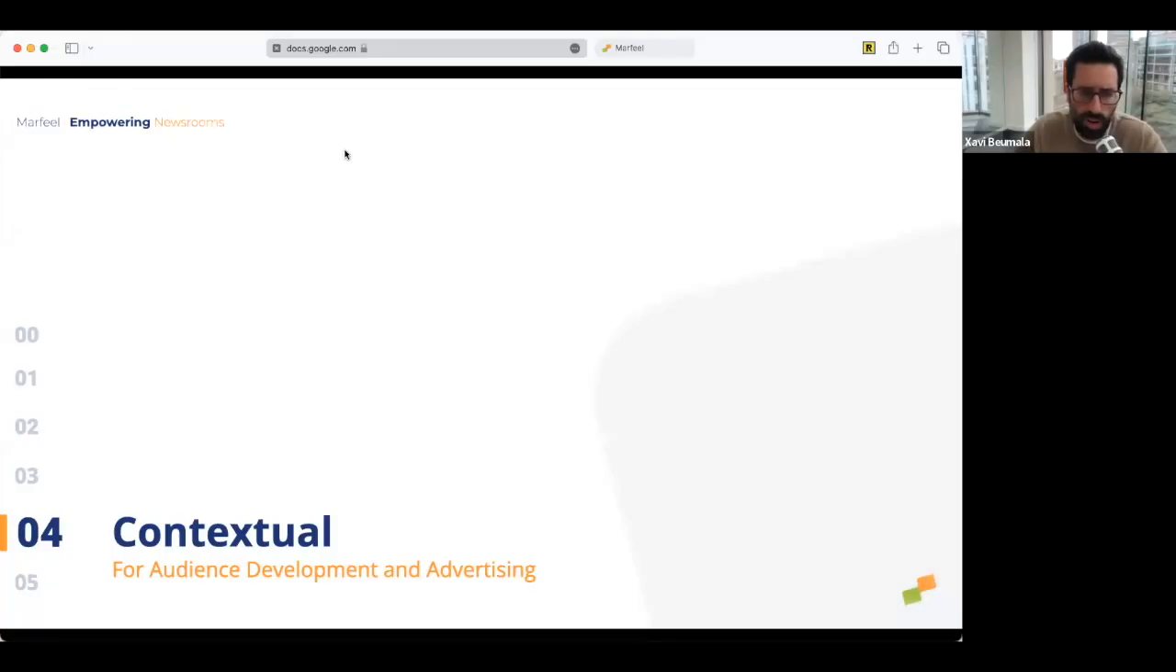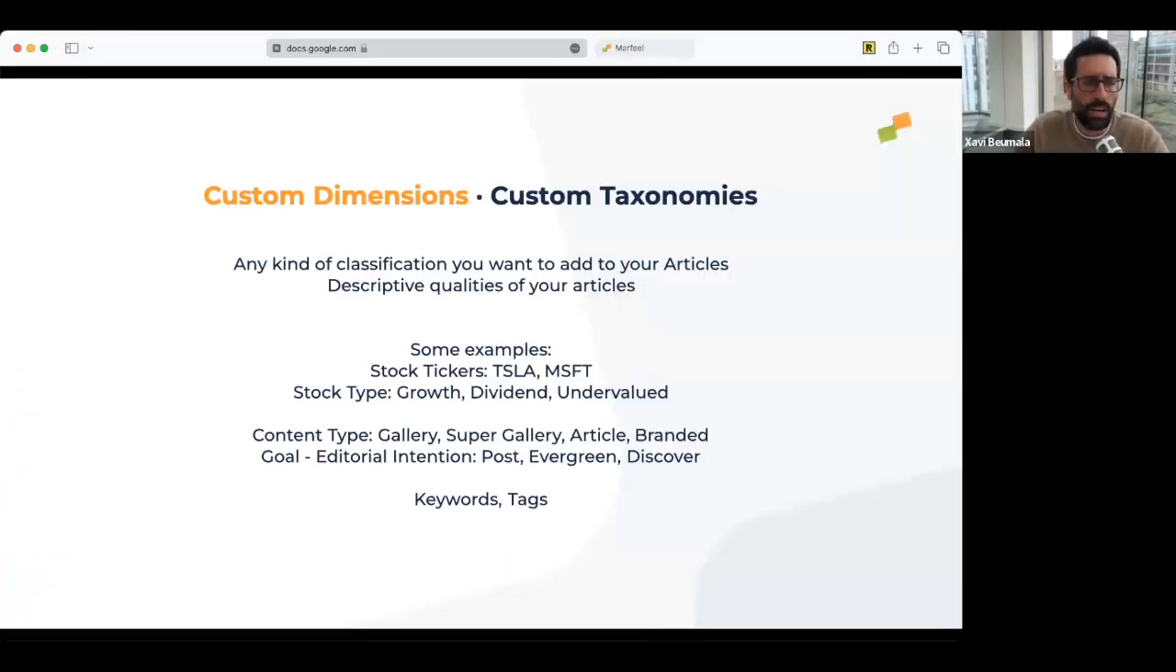So yeah, let's see what we've got around contextual. The first thing is that we've got custom dimensions, or custom taxonomies. Some of you already integrated it. You were part of the beta program, but for those of you that don't know, a custom dimension is any kind of classification that you want to add to your articles. It can be a descriptive quality of a given article.